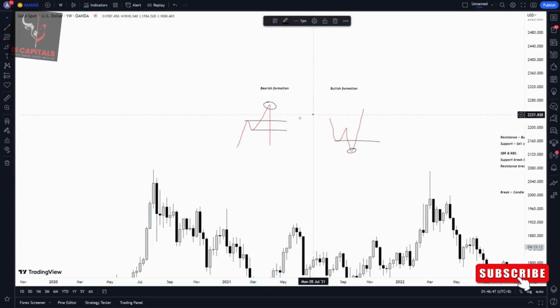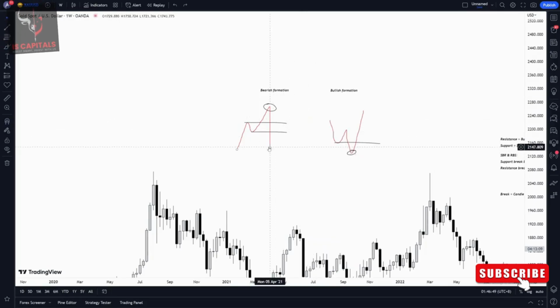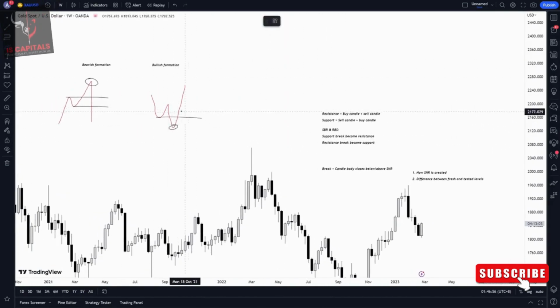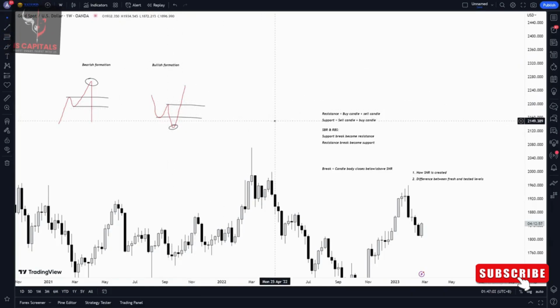Why not RBS? What does SBR mean? SBR just means support, break, become resistance. Remember we talked about that. Support, break, become resistance. This is what? RBS, why? Resistance, break, become support.